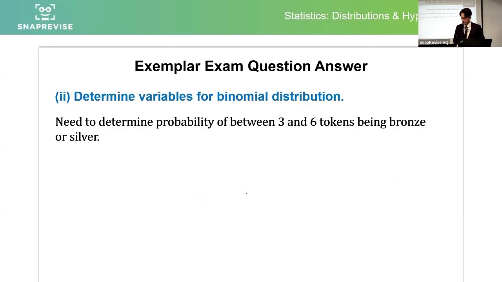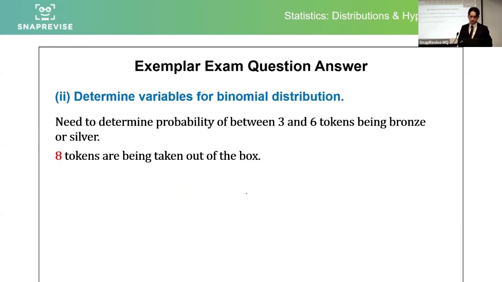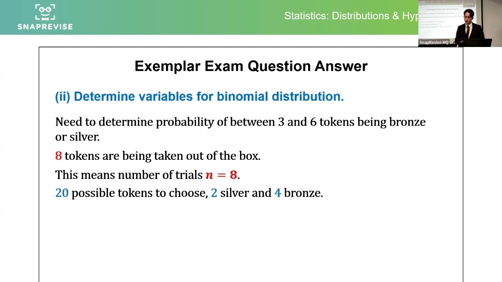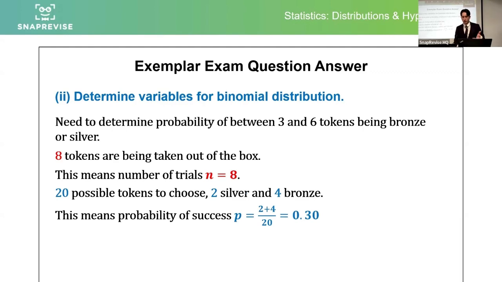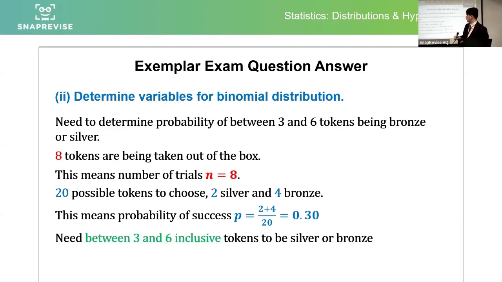So for part 2 of the question, we want to determine the variables for the binomial distribution. So we need to determine the probability of between 3 and 6 tokens being bronze or silver. There's 8 tokens, so n is still 8. 20 possible tokens, 2 are silver, 4 are bronze. So actually there's 6 20ths of a chance that we get a bronze or a silver, which is 0.3. 30% of the time on any given go, that will happen. So that's our binomial. It will be n as 8, p as 0.3. And we want between 3 and 6, inclusive.